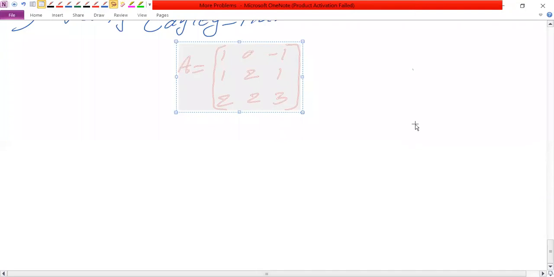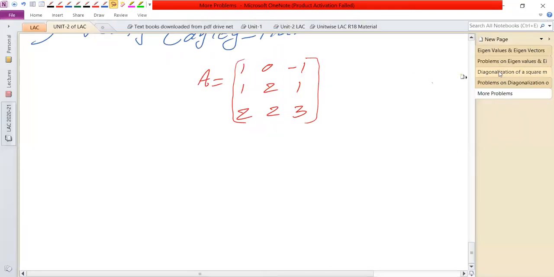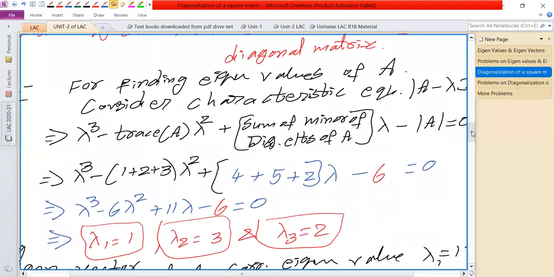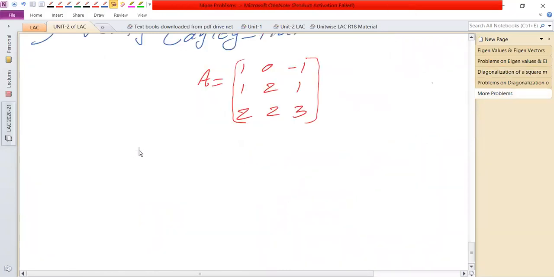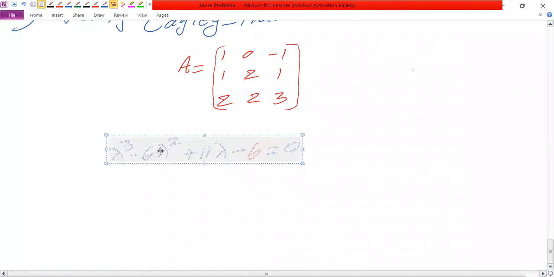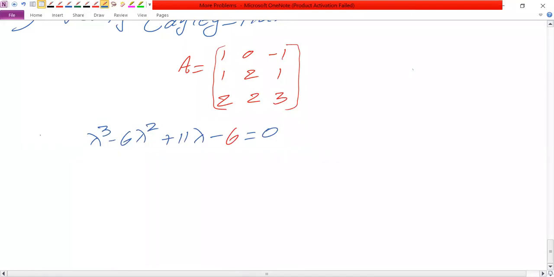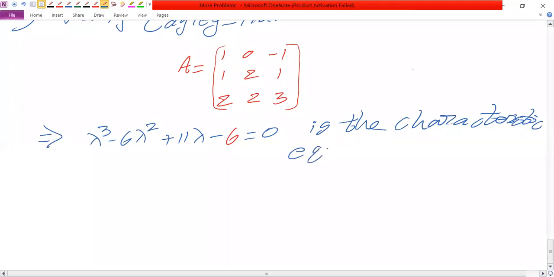For this matrix, first we need to find the characteristic equation. What is the characteristic equation we got earlier? I'm taking it from there only. This is the characteristic equation: lambda cube minus 6 lambda square plus 11 lambda minus 6 is equal to 0. You people need to write it completely. I'm writing the direct step because we have only 4 minutes left. This is the characteristic equation of the capital A matrix.